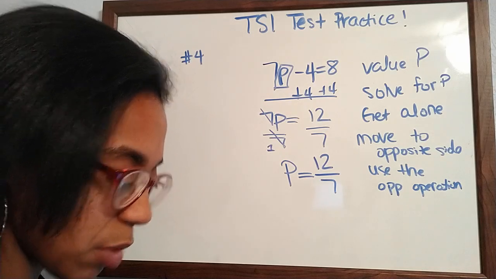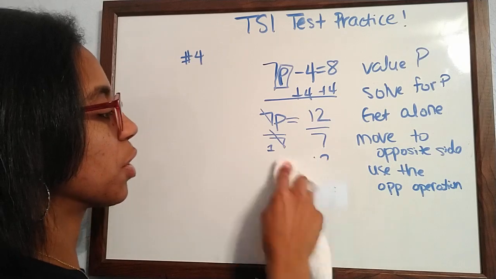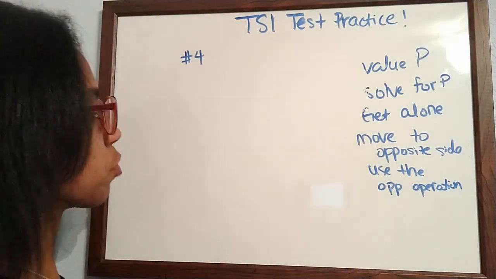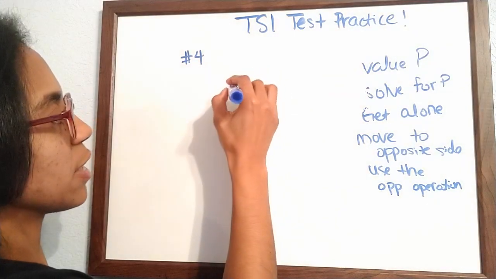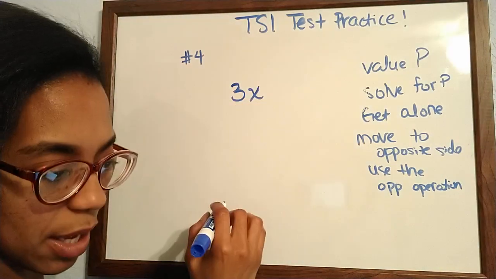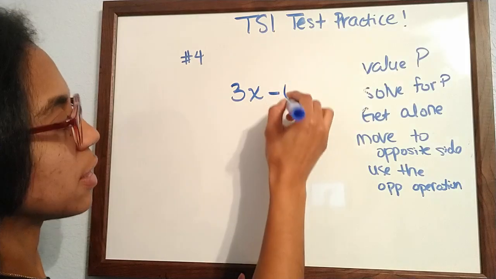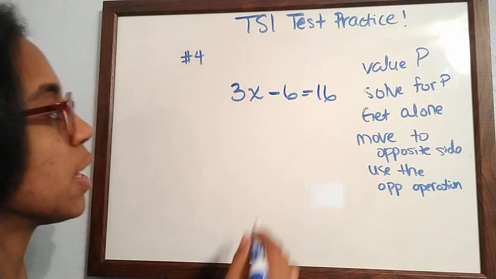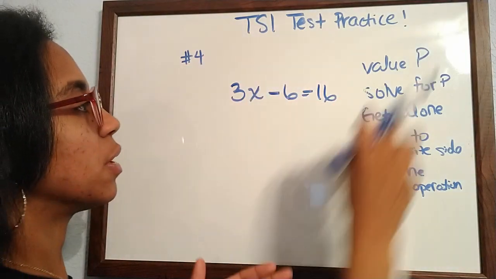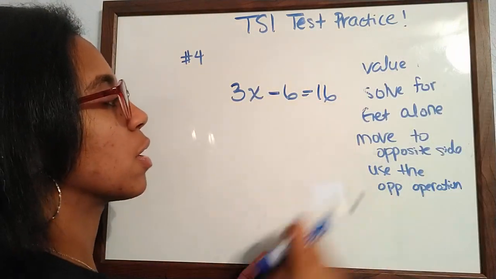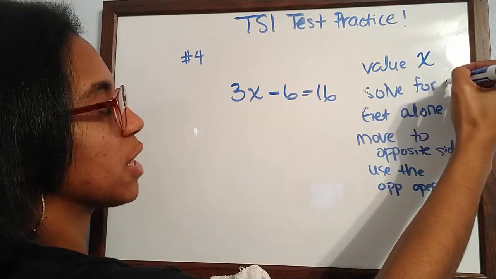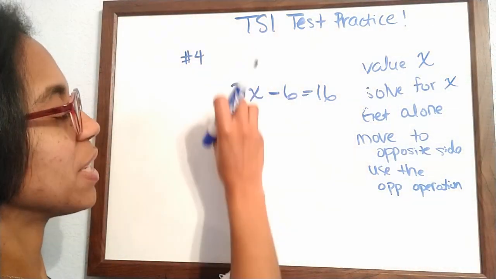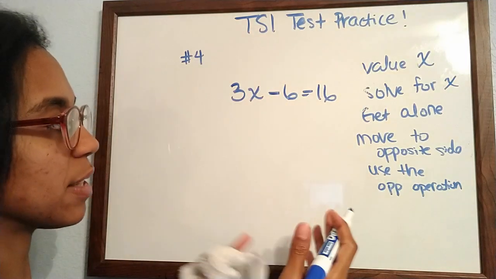All right, so that was number 4. Let's do another one of those. I'm just going to make one up. So still working on number 4. So let's say we have 3x minus 6 is equal to 16. We want to find the value of x now. So the value of x means that we need to find out what x is equal to. We want to get everything away from this side of x so we can get x by itself.